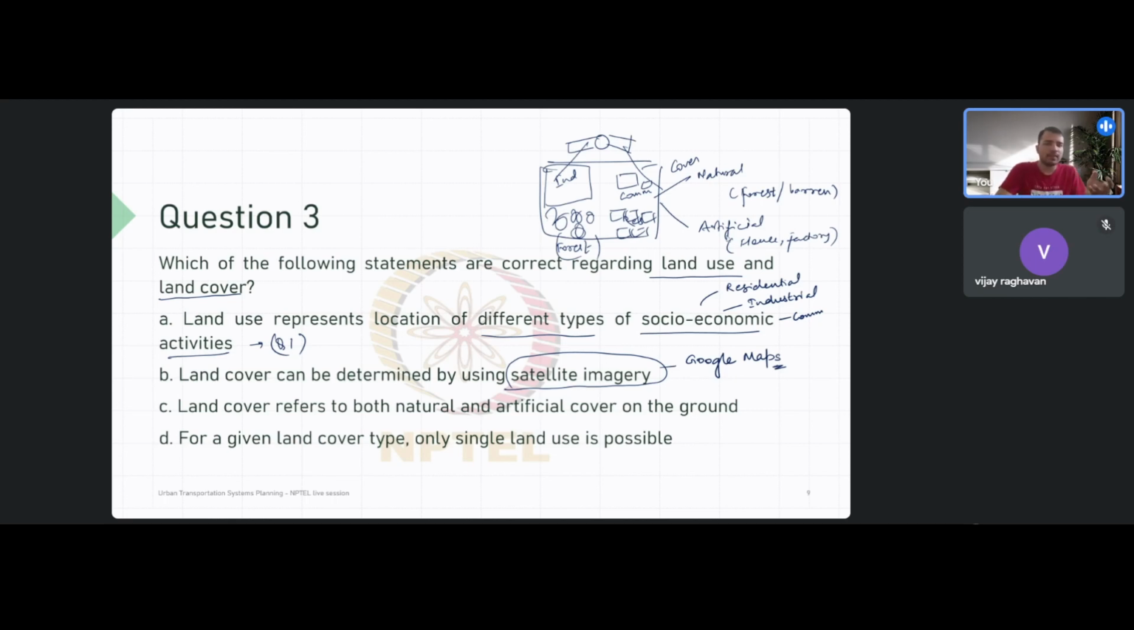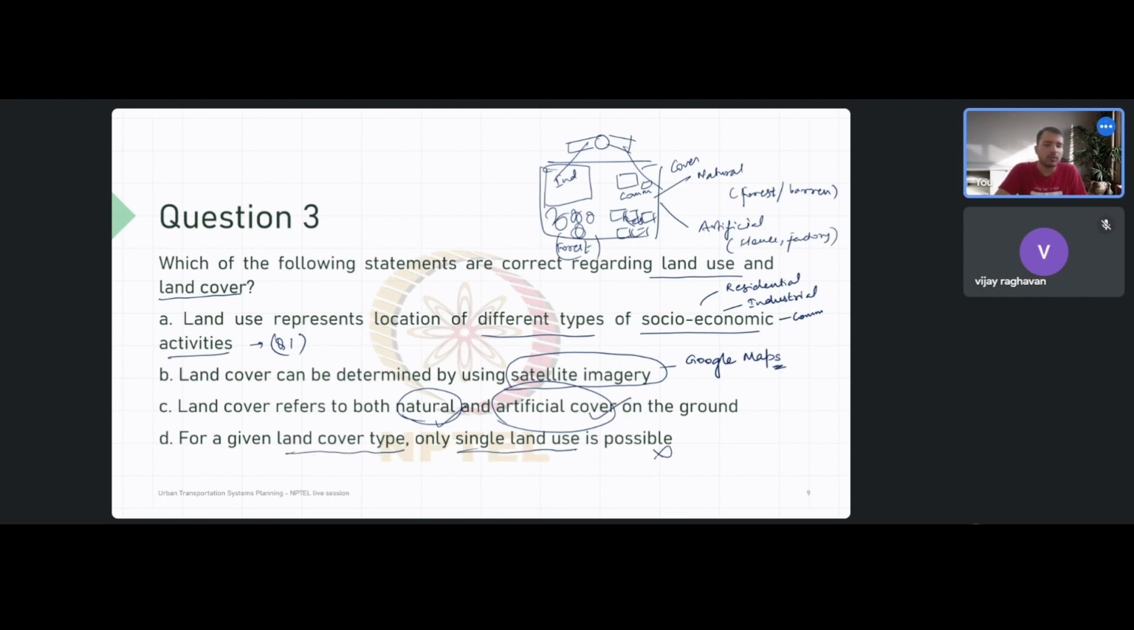So we can easily determine this with satellite imagery because we can see what is there. So B is also correct. Then land cover refers to both natural and artificial cover on the ground. This we just discussed, because natural cover can be there, artificial cover can also be there. So C is correct. Then it is given, for a given land cover type, only single land use is possible.